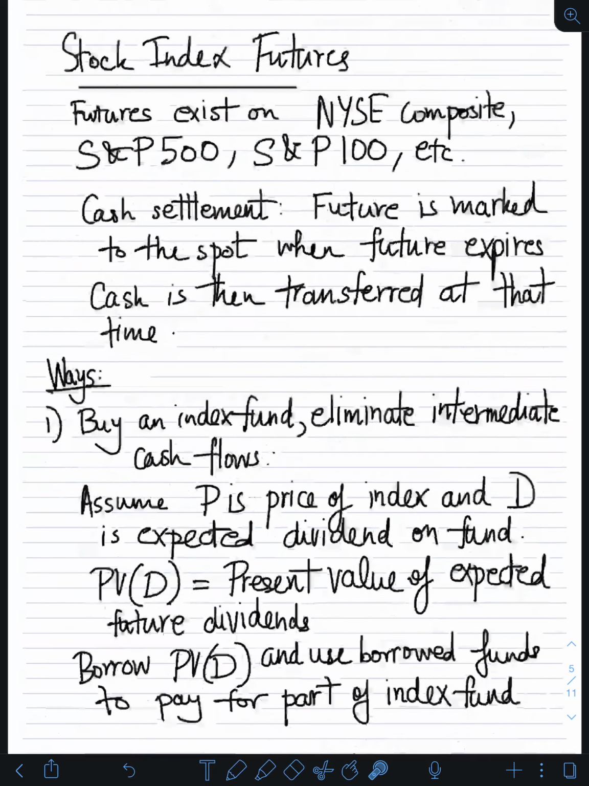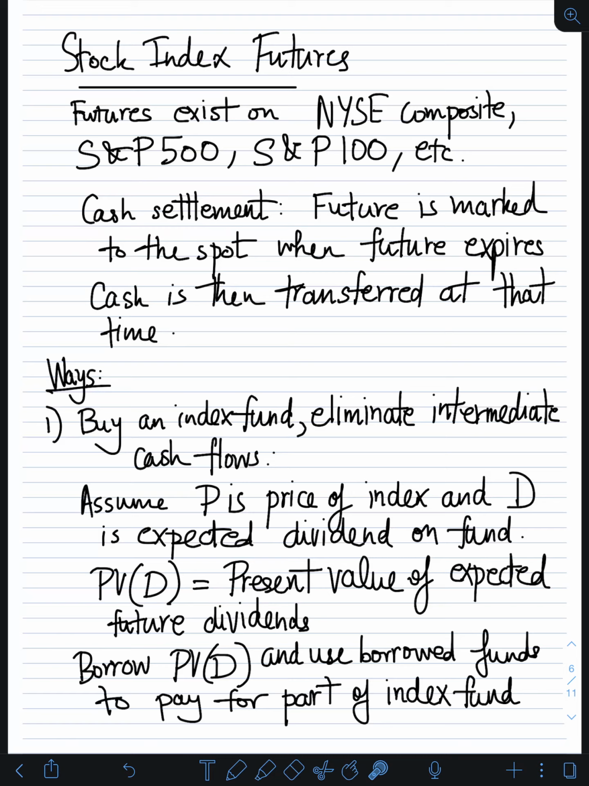Let's look at stock index futures. Stock index futures exist on a number of different indexes in the stock market. So we have the New York Stock Exchange Composite, the S&P 500, the S&P 100, and so on. These are all evaluated indexes, and you can buy futures contracts on those indexes. So what prevented these stock index futures from existing back in the day? There was no way to transfer these assets over efficiently, and so once a cash settlement was introduced, these stock index futures came into play and became widely used.